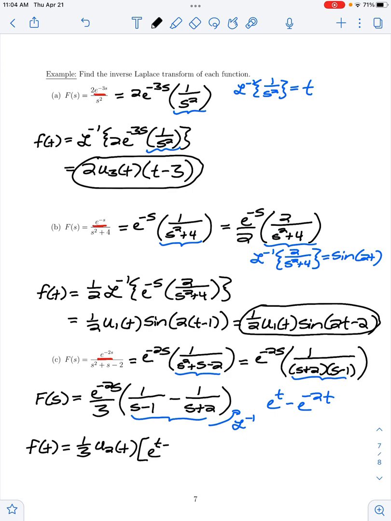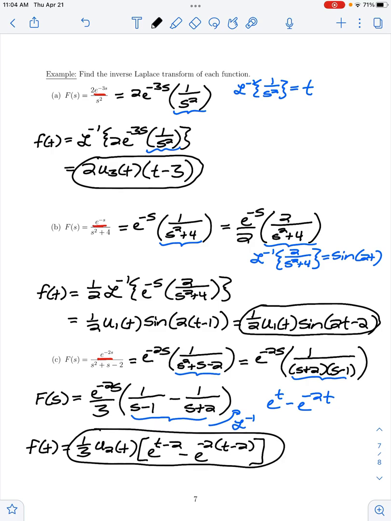So instead of e to the t, I have e to the t minus 2 minus e to the negative 2 times t minus 2. So we see how to find the inverse transform of these functions that involve an exponential of the form e to the negative cs in front of our function.